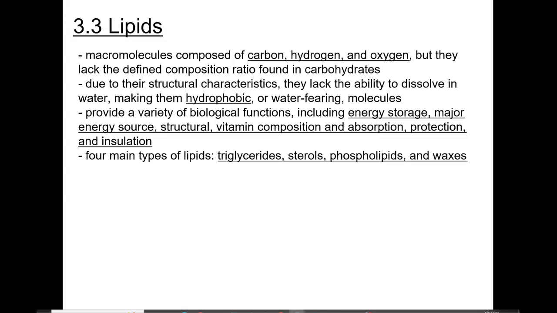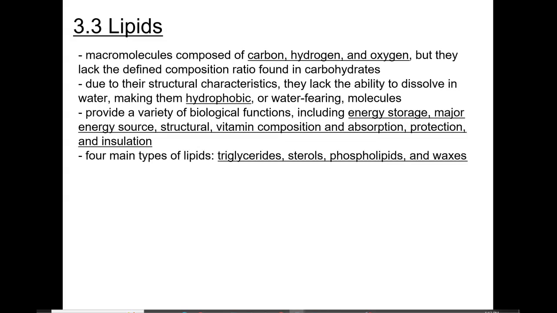Now, lipids are macromolecules that are also composed of carbon, hydrogen, and oxygen, but these lack the defined composition ratio that we find in the carbohydrates. Due to their structural characteristics, they also lack the ability to dissolve in water. So this makes them hydrophobic, or what's known as water-fearing molecules.